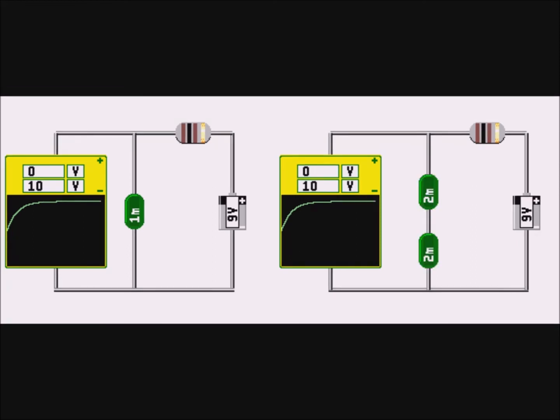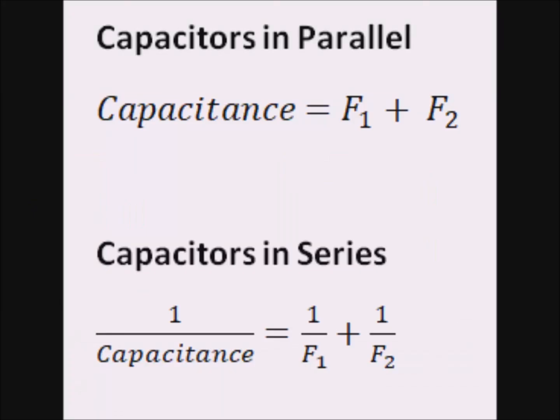Finally, what about capacitors in series? We see that two capacitors with double the capacitance of the single capacitor, when placed in series, are equivalent to the single capacitor. The formula for capacitors in parallel is similar to that of resistors in series. It turns out that the formula for capacitors in series is similar to that of resistors in parallel. Here then are the formulae for capacitors in parallel and in series.